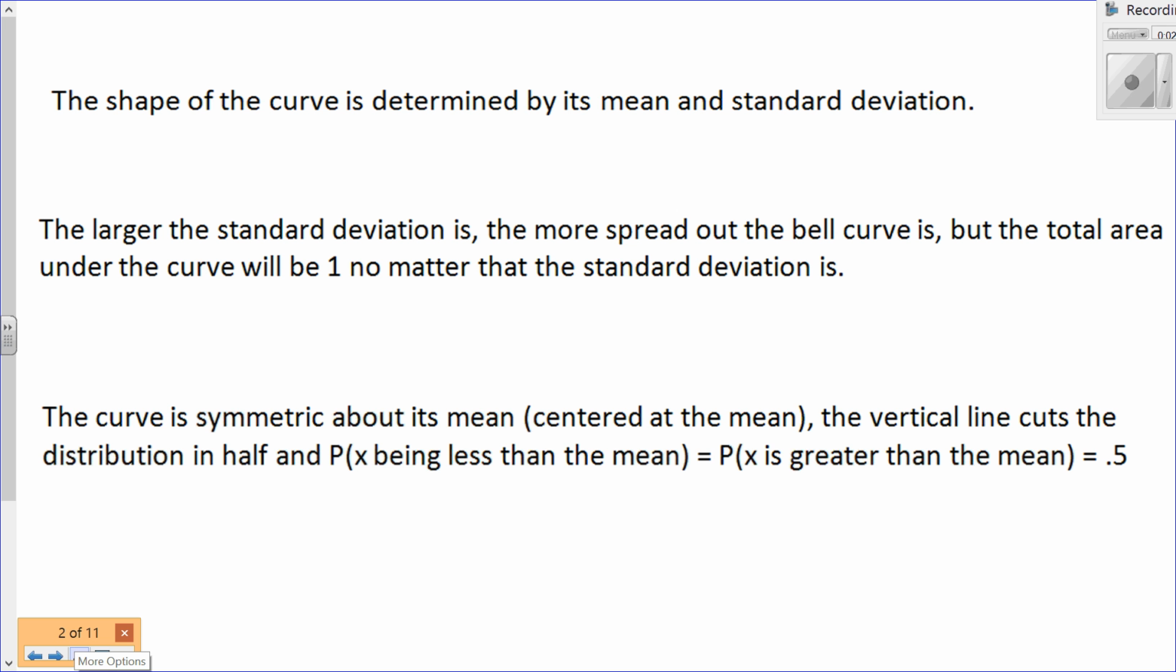Okay, so the shape of the curve is determined by its mean and standard deviation. The larger the standard deviation is, the more spread out the bell curve will be, but the total area under the curve will be 1 or 100%, whichever way you like to think about it, no matter what the standard deviation is. The curve is symmetric about its mean. The vertical line cuts the distribution in half, so the probability of being less than the mean is 0.5, and the probability of being greater than the mean is 0.5.